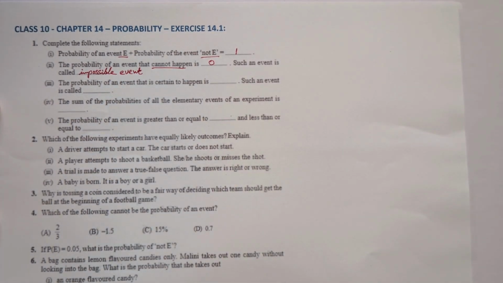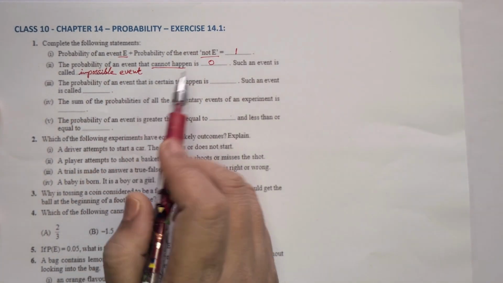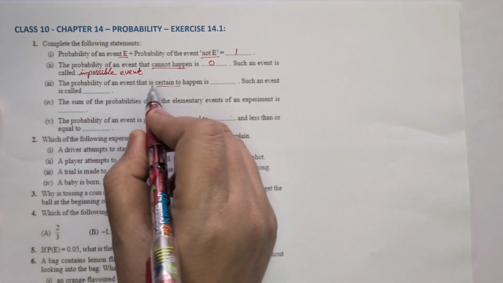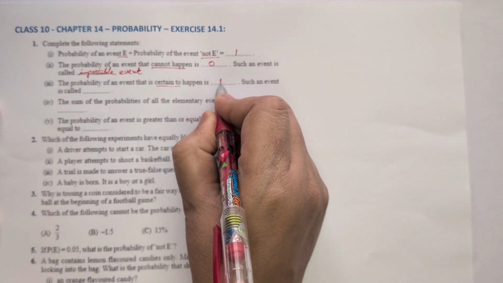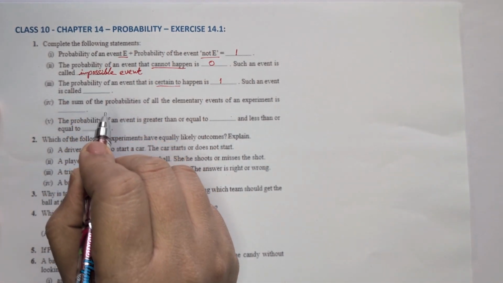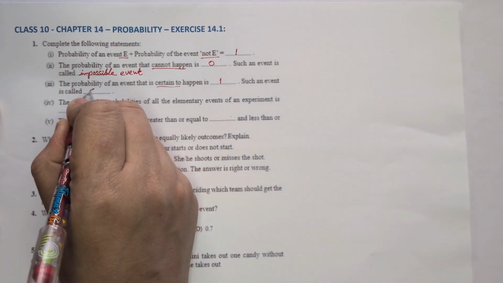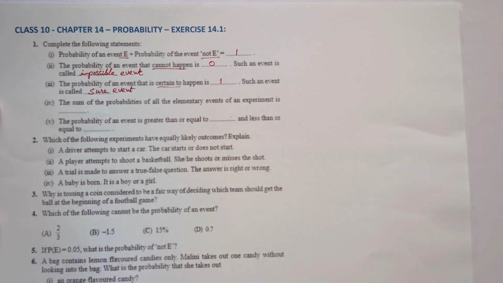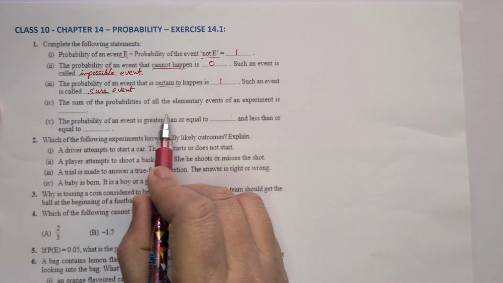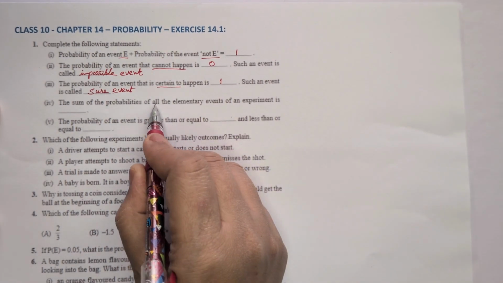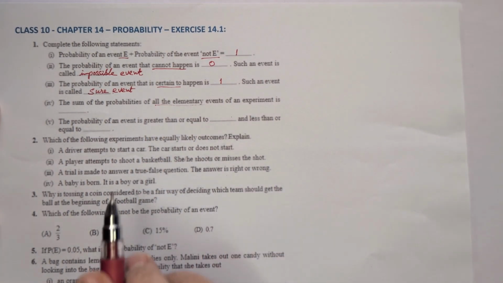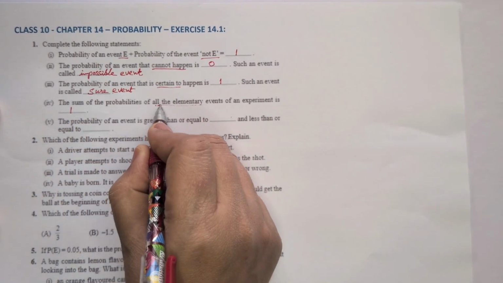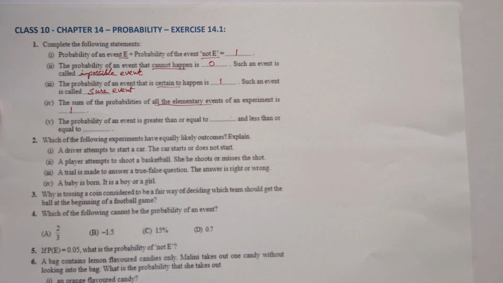Impossible event. The probability of an event that is certain to happen, sure to happen, is 1. Such an event is called a sure event. The sum of the probabilities of all the elementary events of an experiment is always 1.